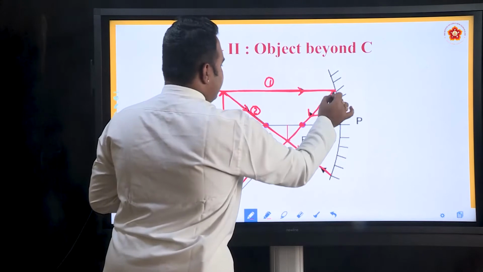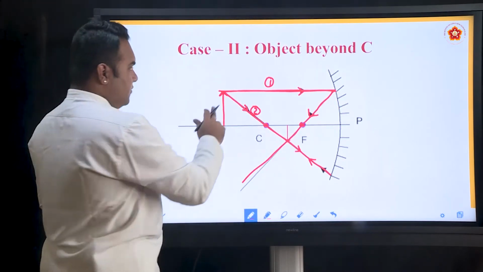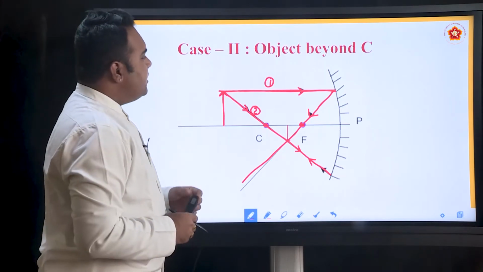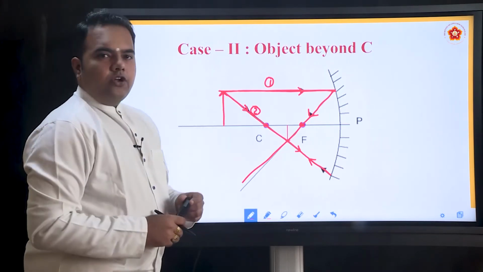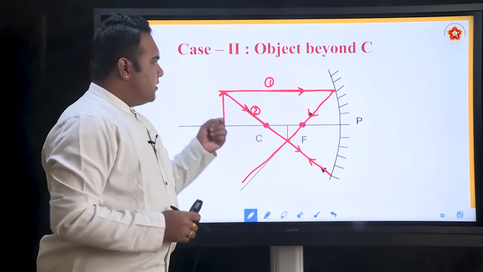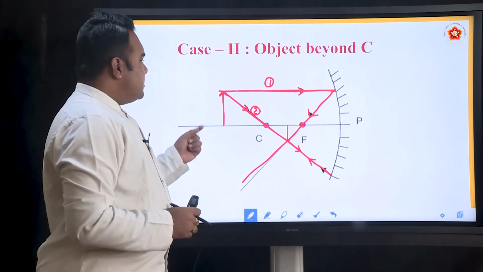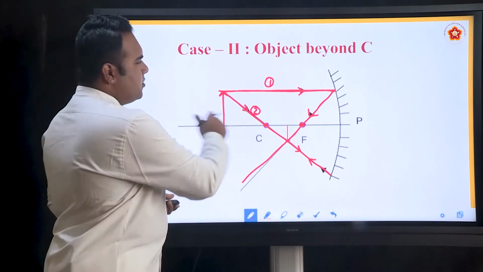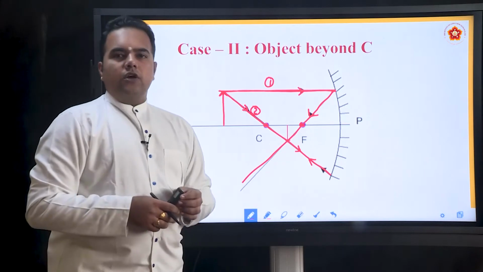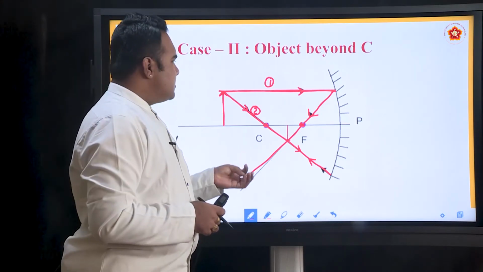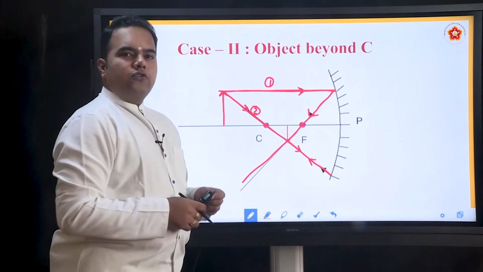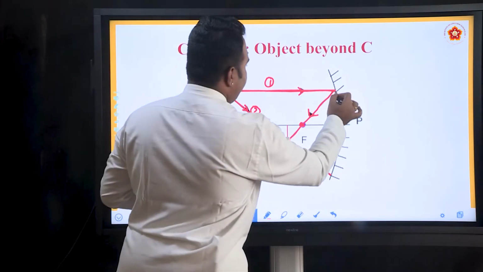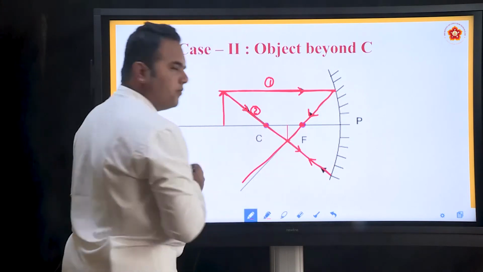So, ray 1 reflected through the focus. Of course, these rays should be drawn properly, which means whenever you are drawing concave mirror or convex mirror ray diagrams, you must use a scale and pencil for drawing them, otherwise you will not be able to make it out. A ray diagram should not be drawn freehand; it is always the practice to use a scale and pencil whenever you are drawing ray diagrams. So, one ray of light parallel to the principal axis passes through the focus.